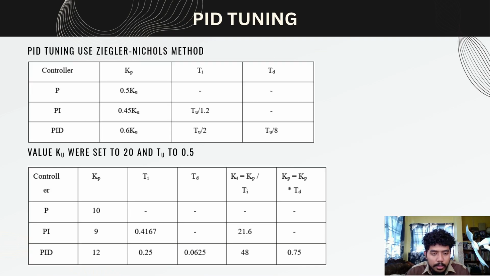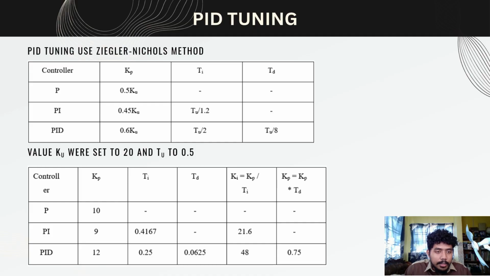And now for the PID tuning. For the PID tuning, we use the Ziegler-Nichols method to find our values for P, PI, and PID. In this table, for P we have 0.5 Ku. For PI, the value for Kp is 0.45 Ku, and Ti is Tu over 1.2. For PID, the Kp is 0.6 Ku, the Ti is Tu over 2, and the Td is Tu over 8.